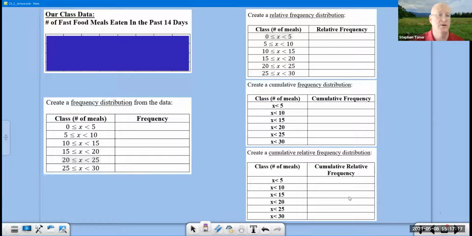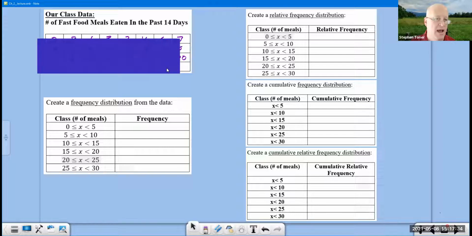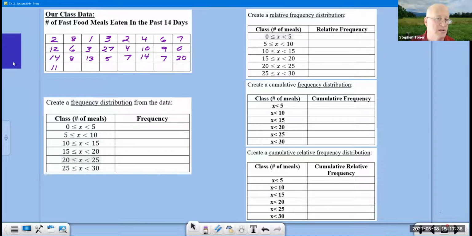Now, at this point, usually if we were on campus, I would be taking a survey of the class asking you, how many fast food meals have you had in the past 14 days? And since I have to record this video ahead of time, I've made up some numbers. Actually, they came from a previous class, and I stopped at 25 data values in order to keep the numbers nice and clean.